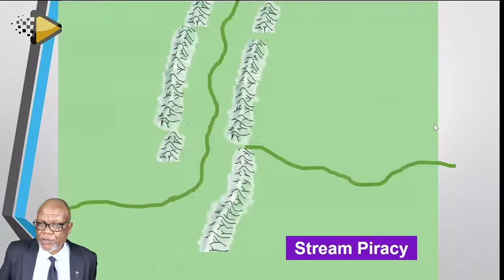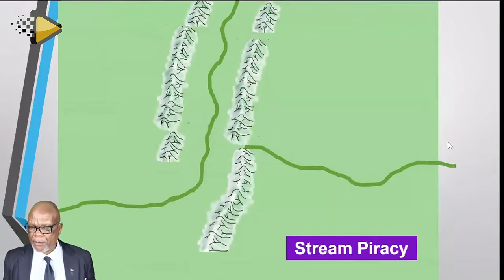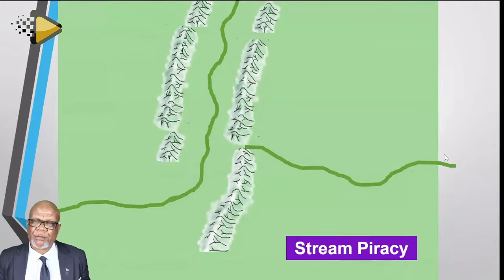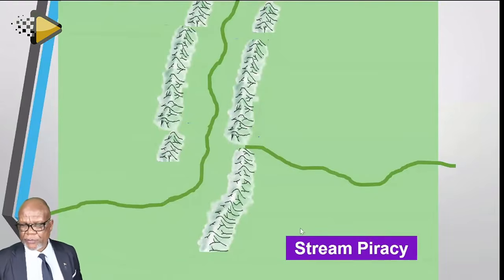Now, another process that you need to pay attention to will be stream piracy. What is stream piracy? It is when an energetic stream diverts the headwaters of a less energetic stream, or when a river with more energy diverts the headwaters of a river with less energy, or when a river flowing on a steeper gradient steals water of a less energetic river.